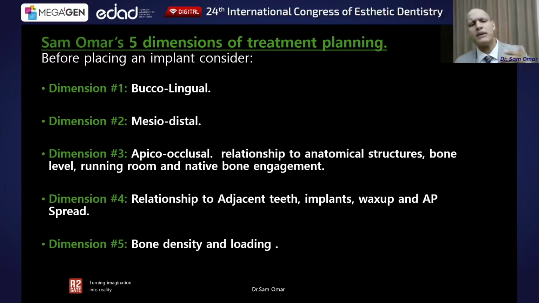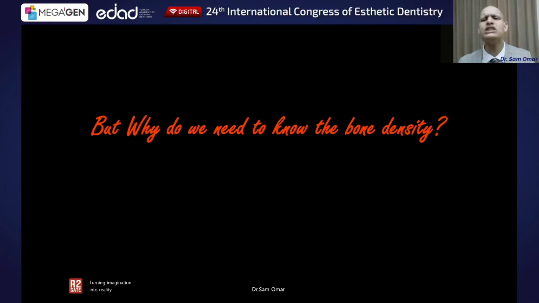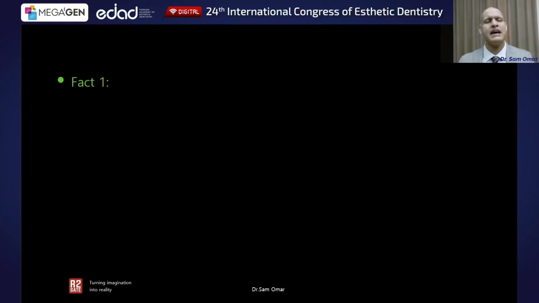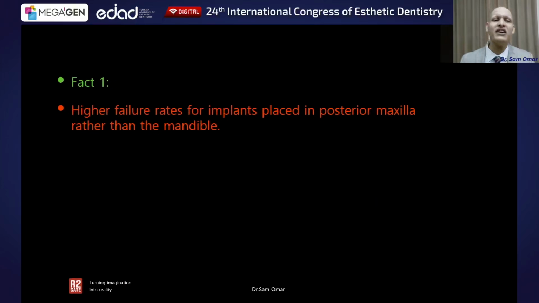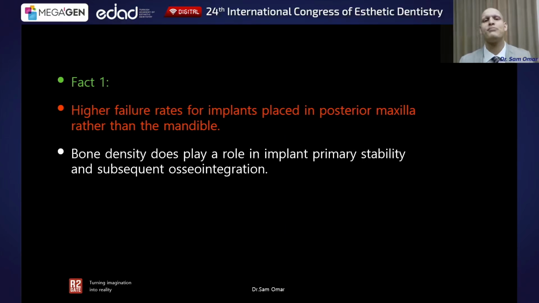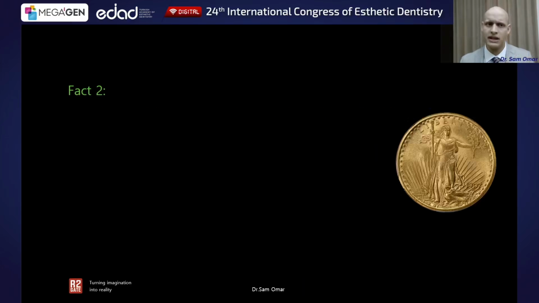So let's talk about this dimension a little bit. Why do we need to know the bone density in the future implant site? Before we answer this question, let's just lay out some facts. Fact number 1. We have higher failure rates for implants placed in the posterior maxilla rather than the mandible. This is a fact, and the reason why is because the bone density does play a role in the implant's primary stability and subsequent osseointegration. If I place the implant with higher primary stability, the odds of this implant osseointegrating are actually higher. So this is basically a fact.